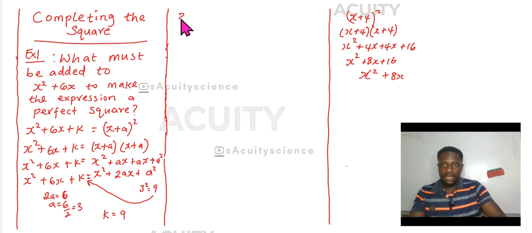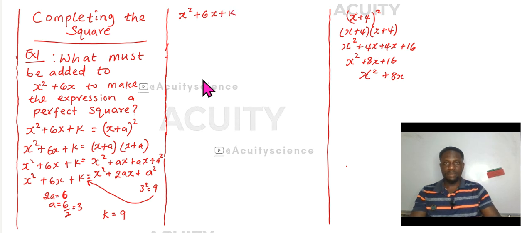So my perfect square is x squared plus 6x plus k. In place of k, sorry, I'm just supposed to write 9 there. 9. So this is a perfect square. I have figured out what I must add to get a perfect square, and it's 9. 9 is the correct answer.